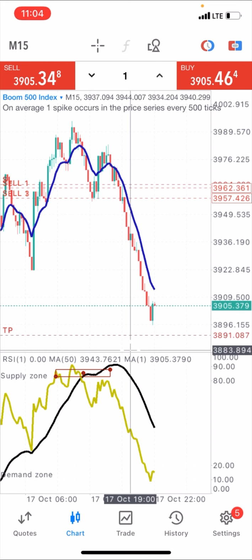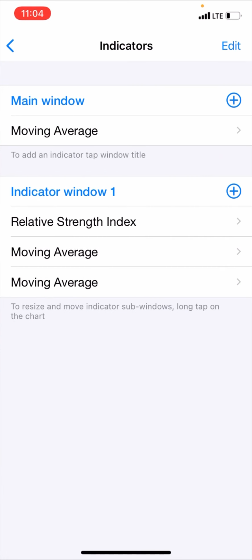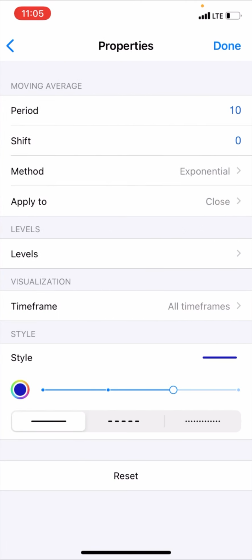Okay, so simply go to your indicators. A moving average will be needed on the main window, and a relative strength index and two other moving averages with different settings will be needed on the indicator window. So let's quickly add the moving average on the main window. The parameters are period 10, shift 0, method exponential, apply to close, don't need levels.